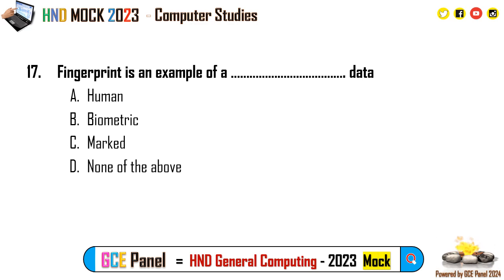Fingerprint is an example of dash data. So when we classify data, fingerprint is the type of data we call biometric data. In fact, data from the human body, okay? Biometric data. You want to maybe scan your eyes so that you can use it to log in, or you have to use your body to enter the system, say that password accepted, and so on. So this is biometric data. Question 17, that's question 17. Question 18.